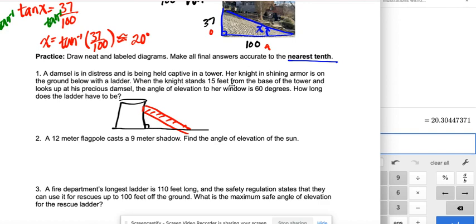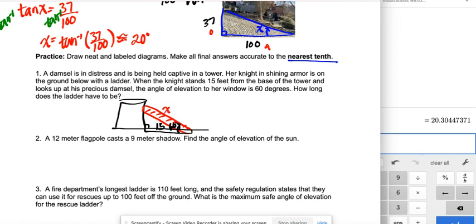So when the knight stands 15 feet from the base of the tower, the knight's going to be at the bottom of the ladder. So this right here is going to be our 15 feet. He looks up at the damsel at the angle of elevation. So this angle here, the angle of elevation, is 60 degrees. How long does the ladder have to be? So we're looking for the length of the ladder.